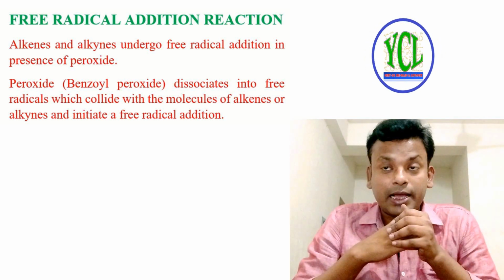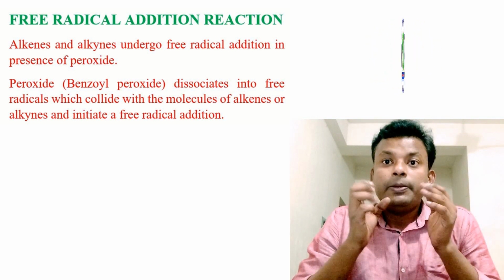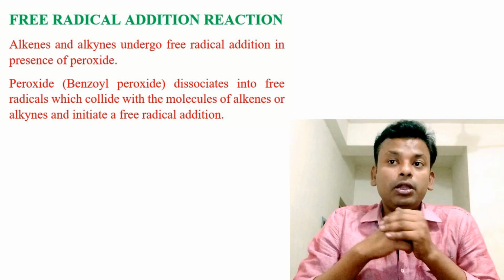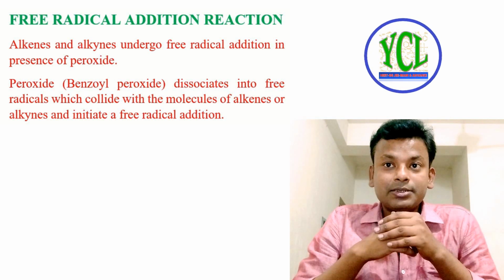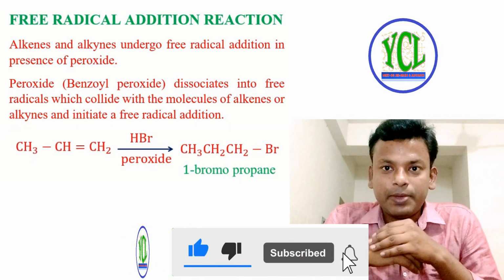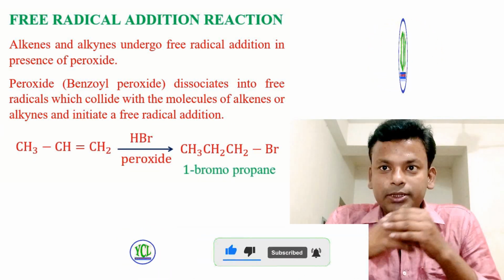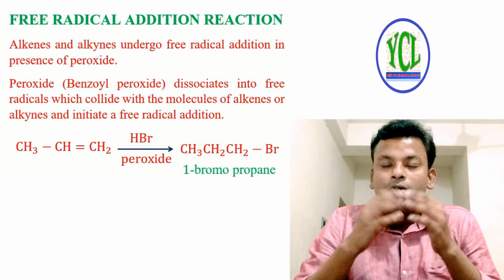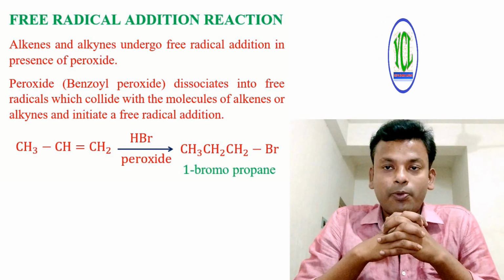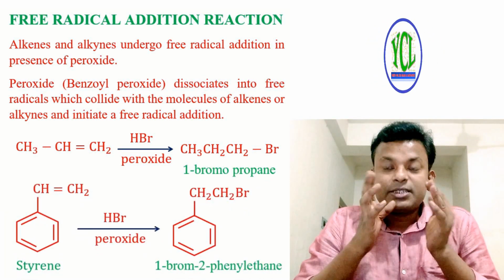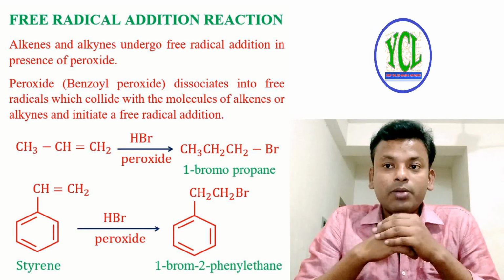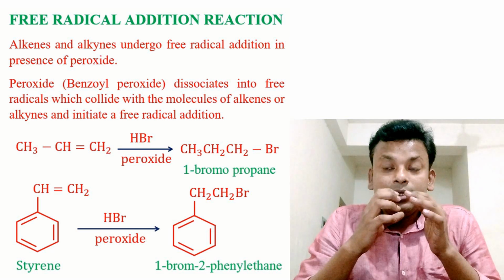Peroxide dissociates into free radicals which collide with the molecule of alkene or alkyne and initiate a free radical addition reaction. The first example: propene reacts with HBr in presence of peroxide, that is benzoyl peroxide, and gives 1-bromopropane. Next example: styrene reacts with HBr in presence of peroxide and gives 1-bromo-2-phenylethane.